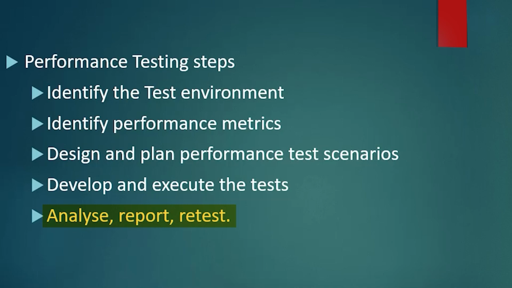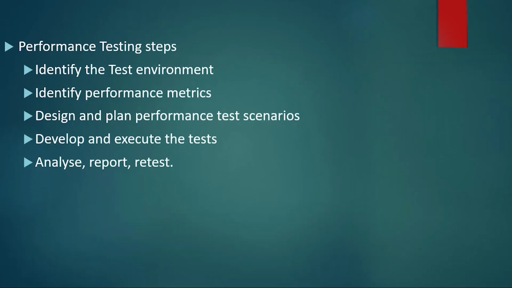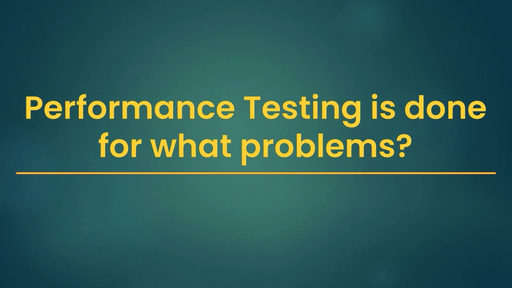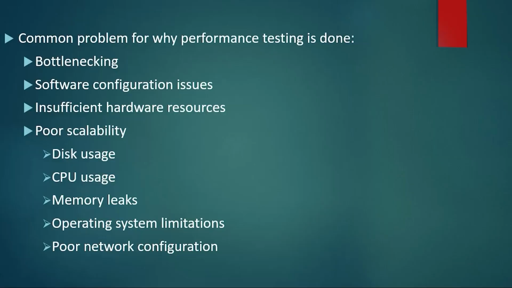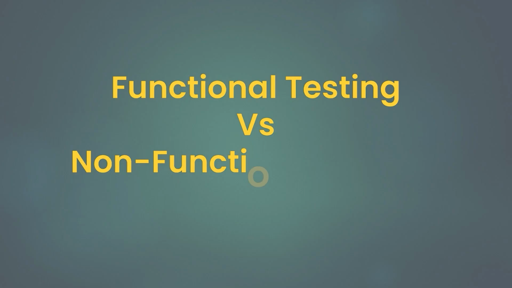The same you have to do in performance testing, but performance testing is done by specialized testers who are well aware of the tools used for performance testing. It is a different genre of testing which needs good specialization. Now, common problems in performance-related issues which appear in our system are bottlenecking, software configuration issues, insufficient hardware resources, and poor scalability. We'll talk about these in the upcoming slides.